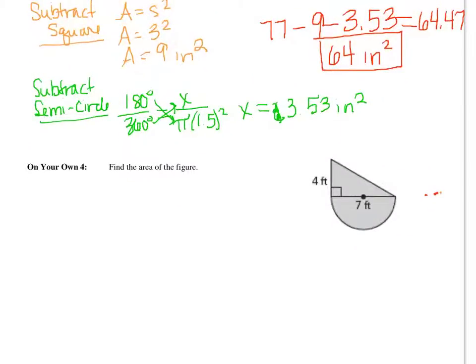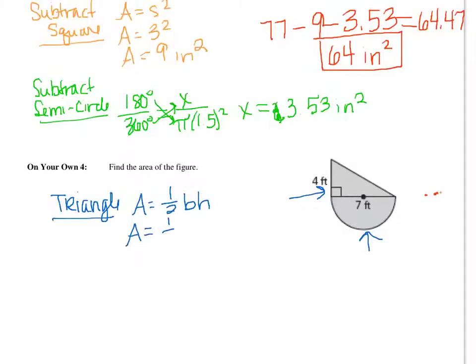This next one says, again, find the area of the figure. So we've got a triangle there and a half circle. So for the triangle, we know area equals 1/2 the base times the height. So the area equals 1/2 times 7 times 4. So the area of that triangle equals 14. And the units would be feet squared.